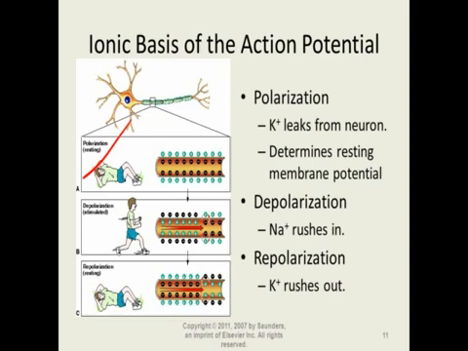Okay, so what happens in polarization? Potassium leaks from the neuron. It determines the resting membrane potential. As I have told, outside the cell, positive charge is present, inside the cell, negative charge is present. So the potential difference is more. So it is having the polarization, so the resting state.